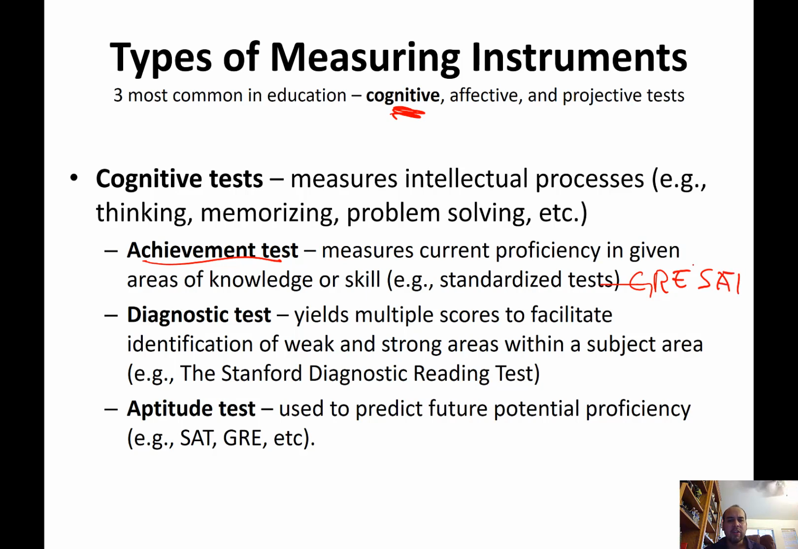Diagnostic tests that are going to help diagnose or let us know weaknesses and strengths. And then you have aptitude tests. Aptitude tests and achievement tests are sort of similar in some ways. But really the GRE and the SAT fall under aptitude.